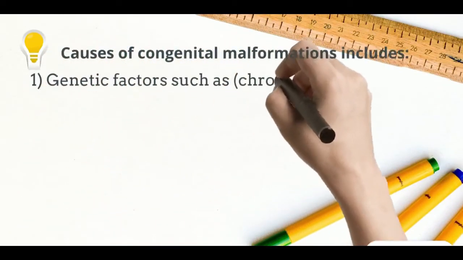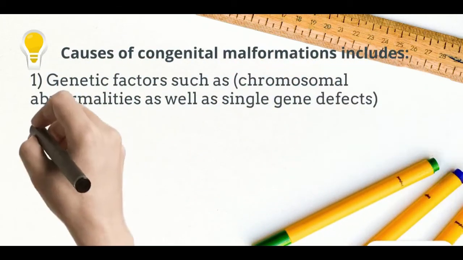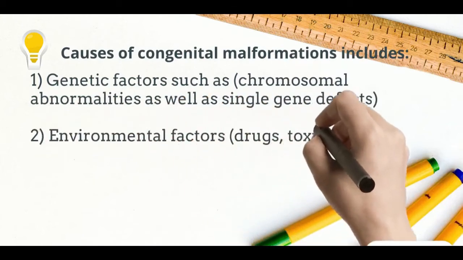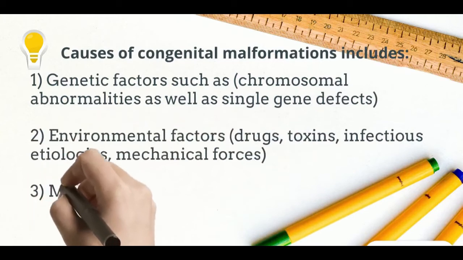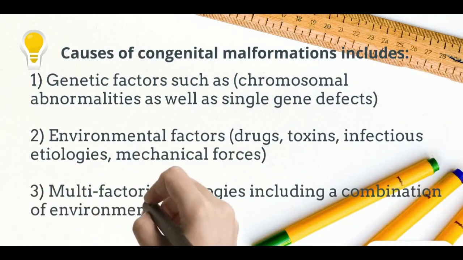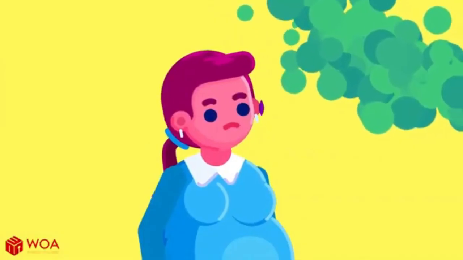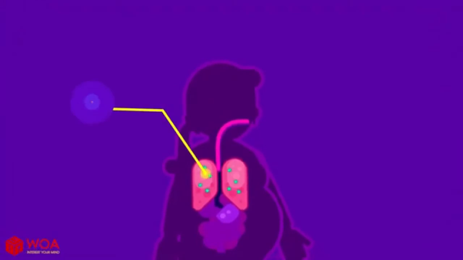Genetic factors such as chromosomal abnormalities as well as single gene defects. Number 2 is environmental factors such as drugs, toxins, infectious etiologies, and mechanical forces. And number 3, multifactorial etiologies including a combination of environmental and genetic factors. Examples of teratogens known to cause human malformation are the following.